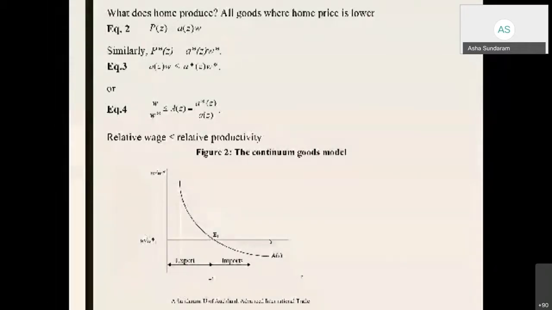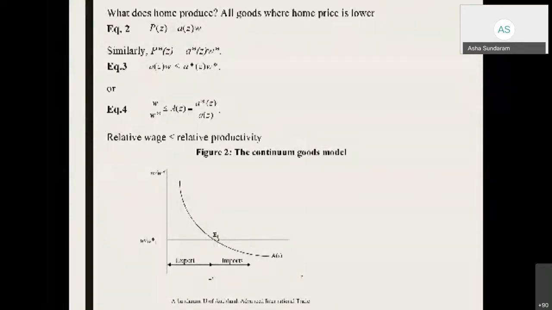If I were to draw the W over W star line here, just a horizontal line at W over W star, I can look for the point at which that line intersects the capital A of Z curve. Once I get the intersection, I can look at Z1 right here on the graph. To the left of Z1, W over W star is less than A star over A. In other words, home has the lower price for those products, and so home will produce and export those products.